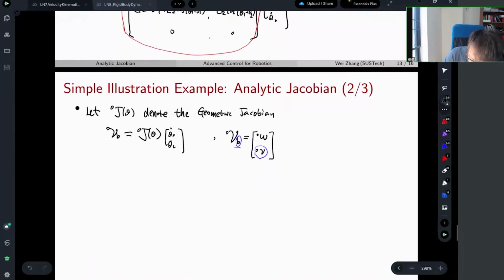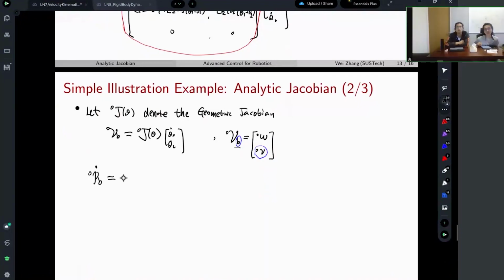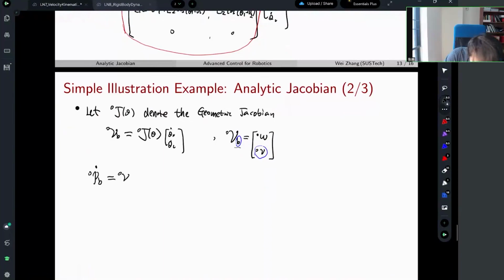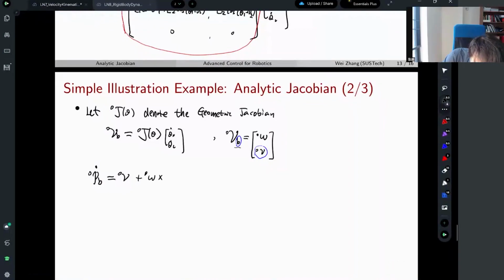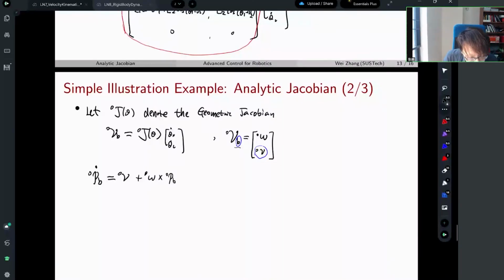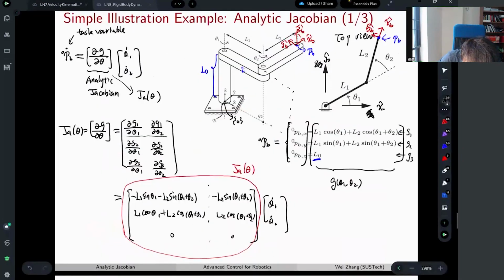Now I'm going to ask questions. Based on twist, what do you think P_B in O dot should equal to? Liuben again. Use the twist. Okay. Yes. Plus omega cross O P_B, right? That will be the P_B coordinates. So it's the velocity of this point, and this is my origin of the reference frame. O to this guy is just P_B in O.